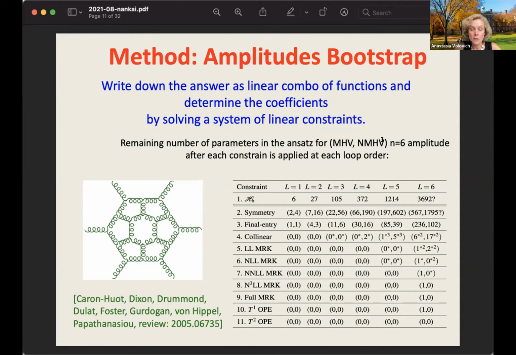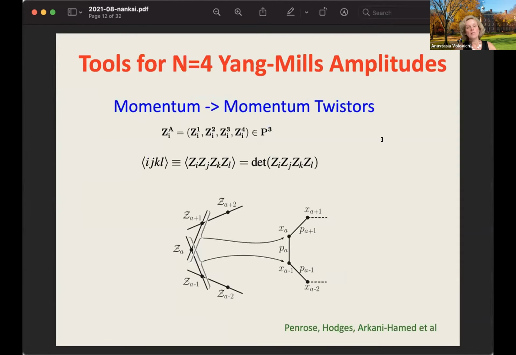Okay, so now let me tell you about 2 tools that I used along the way. Why is this special? Why are we talking about N=4? So in N=4, usually when we compute amplitudes, we write them down as a function of momentum. So you have some momenta P1, P2, P3, P4, P5, P6, etc. And the amplitude is a function of these momenta.